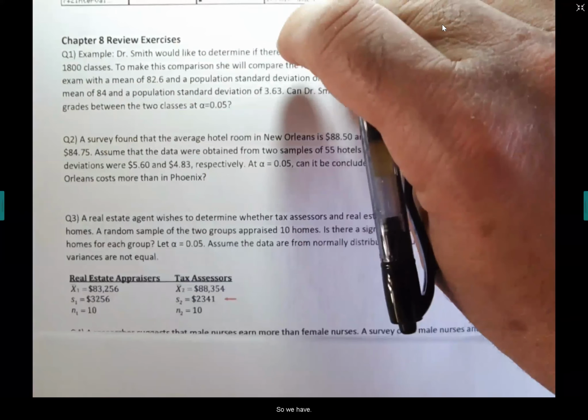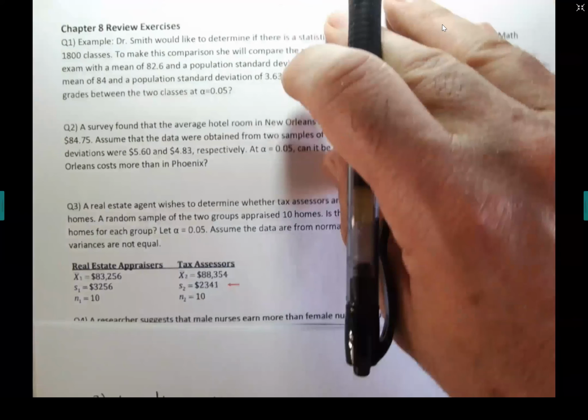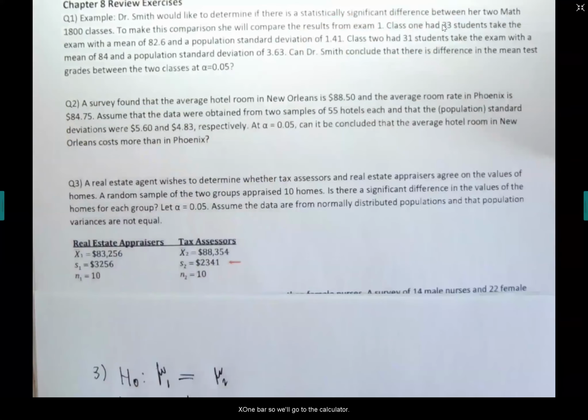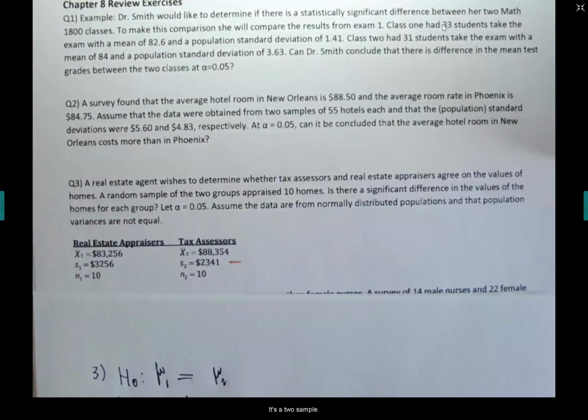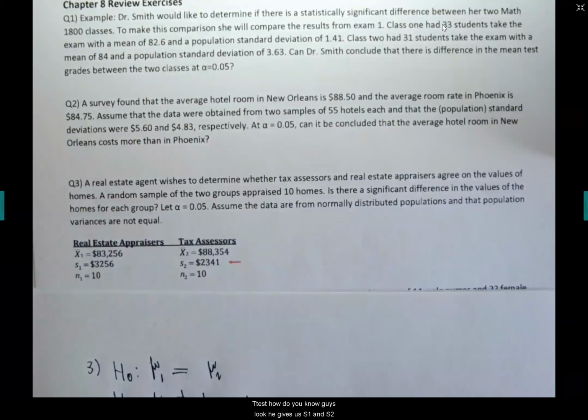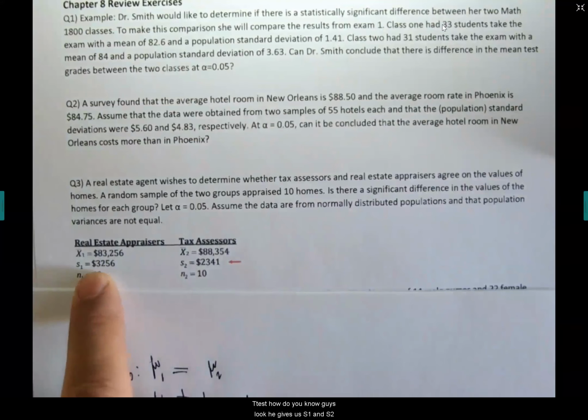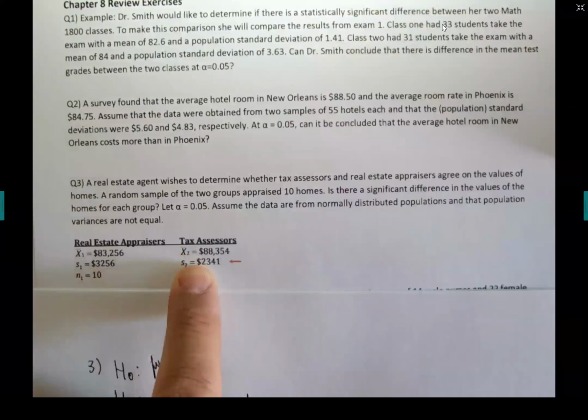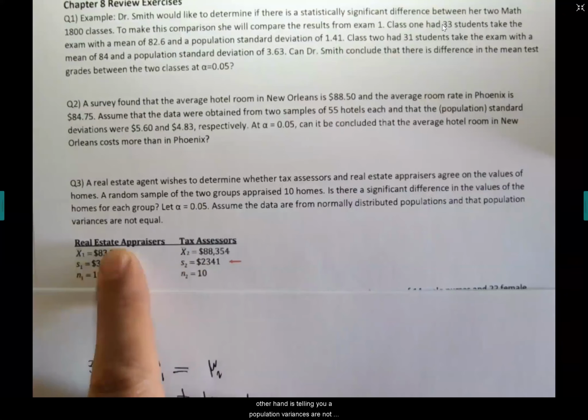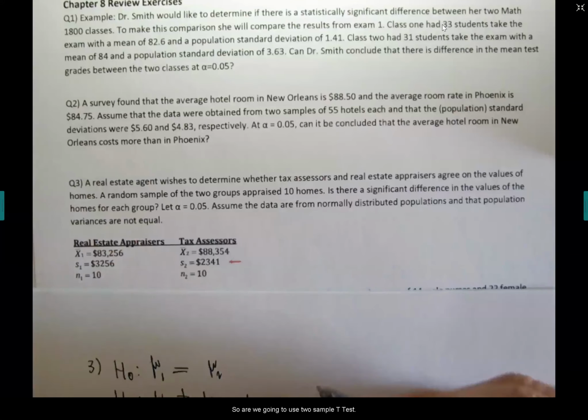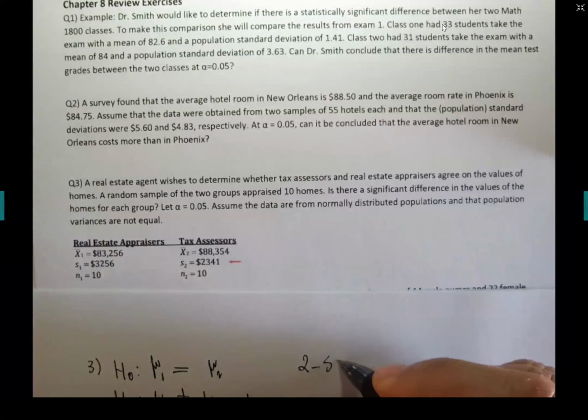So we have X1 bar, so we'll go to the calculator. It's a 2-sample t-test. How do you know, guys? Look, he gives you S1 and he gives you S2. When he gives you sample standard deviation, and on the other hand is telling you the population variances are not equal, that means there is a pooled option here, and you have to choose no when variances are not equal. So we're going to use 2-sample t-test.